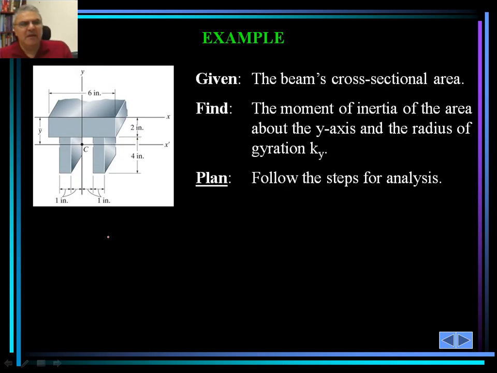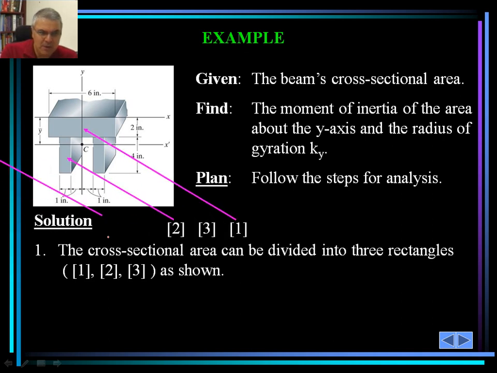Okay. Here's an example. This is a given cross-sectional area similar to one of the problems that you would solve. The moment of inertia of the area about the y-axis and the radius of gyration in case of y is given. We would follow the steps for the analysis that I just described. So we're going to divide this into 3 areas shown here as 1, 2, 3.